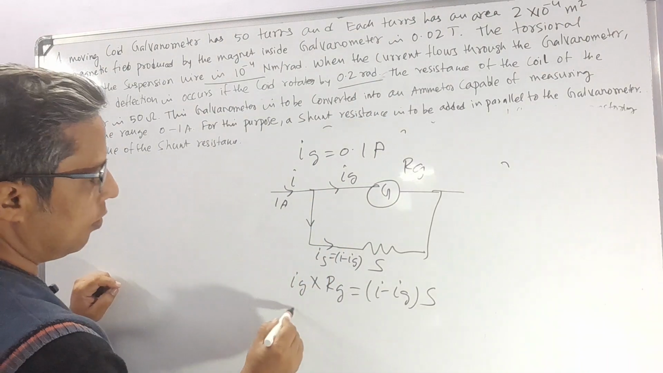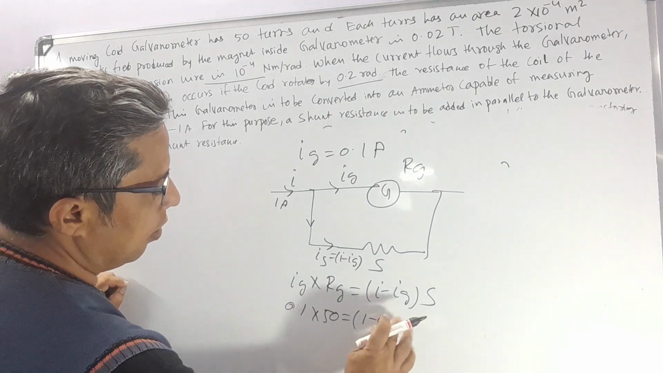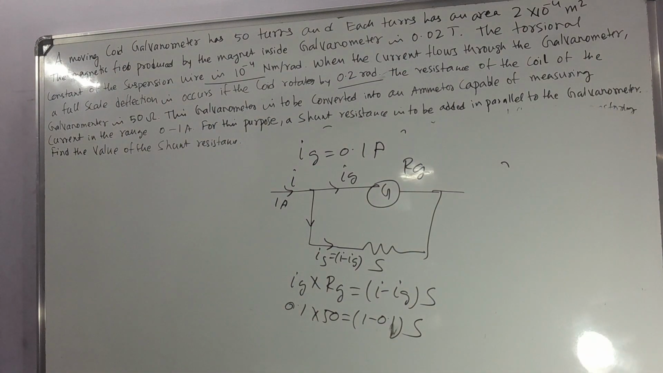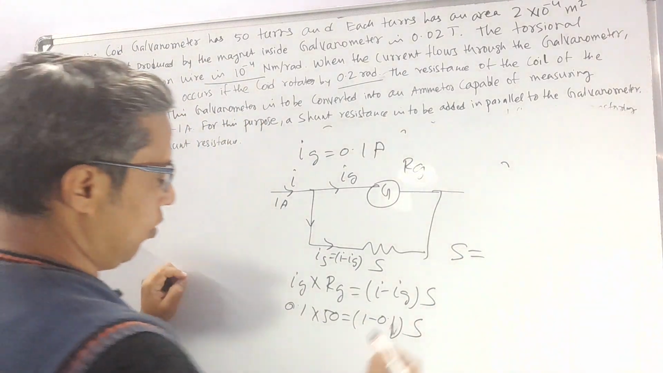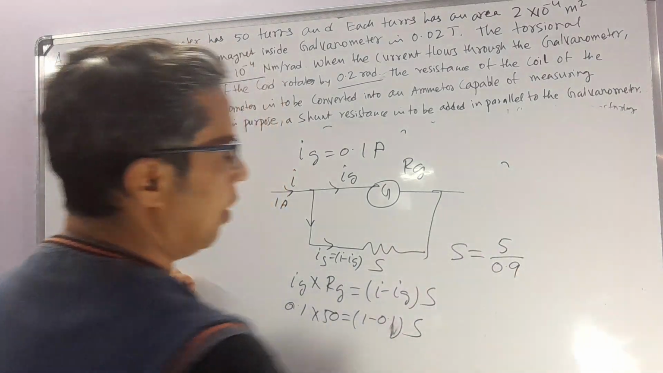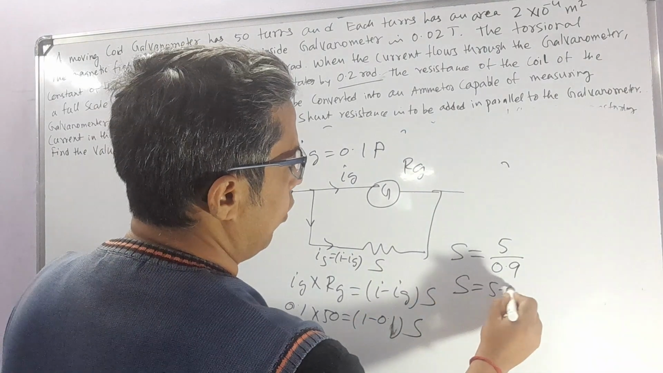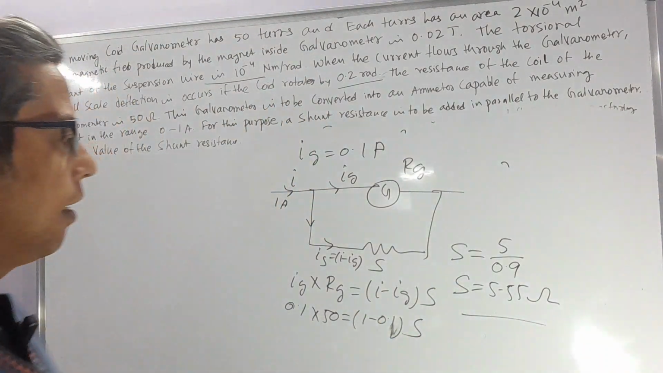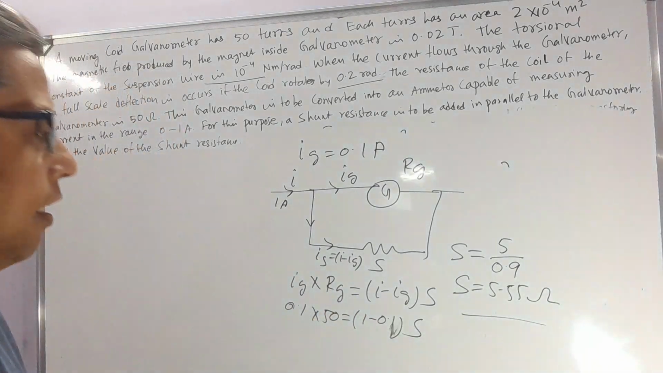So here Ig is 0.1, Rg is 50, and 1 minus 0.1 into S. So what will be the value of S? It will be 5 divided by 0.9, so S is equal to 5.55 ohm. So this will be the answer. So we got the answer. This came in JEE Advanced 2018.